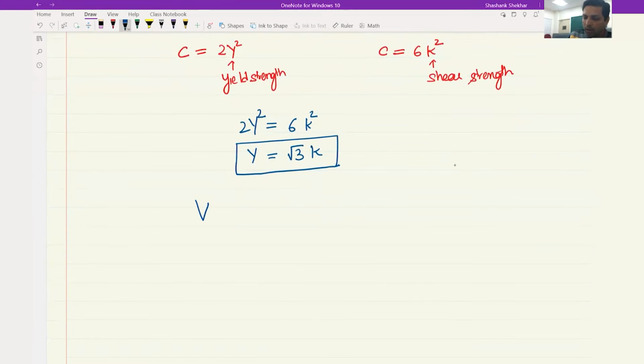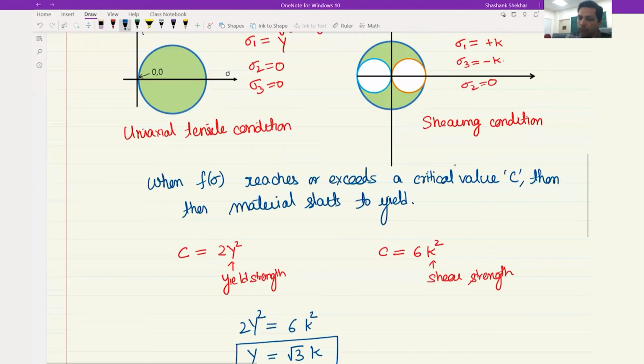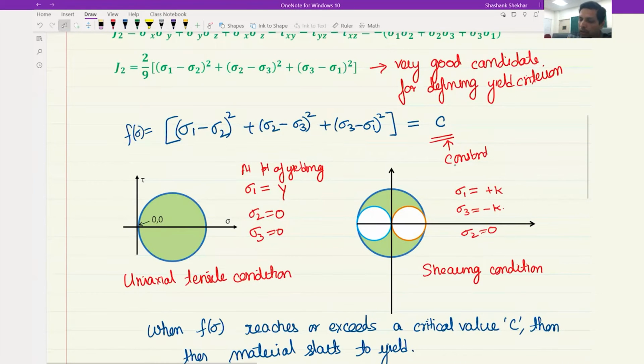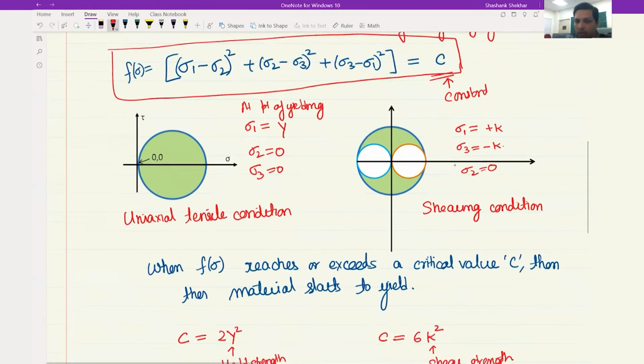So this is our von Mises criterion. So let me write it. It would be written something like this. This would be the formal way to write this von Mises criterion: that this value should reach C or above for yielding to occur.